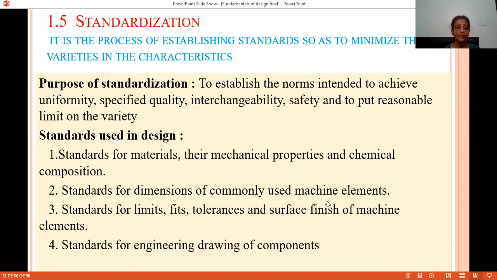And third is the standard for limits, fits, tolerances and surface finish of machine elements. Limit means the range in which our component's basic size is going to vary. We can allow that basic size to vary between two extremities, that is a limit. Degree of tightness or looseness is known as a fit. Tolerance is the difference between the maximum and minimum possible limits. So we have this standardization for all this.